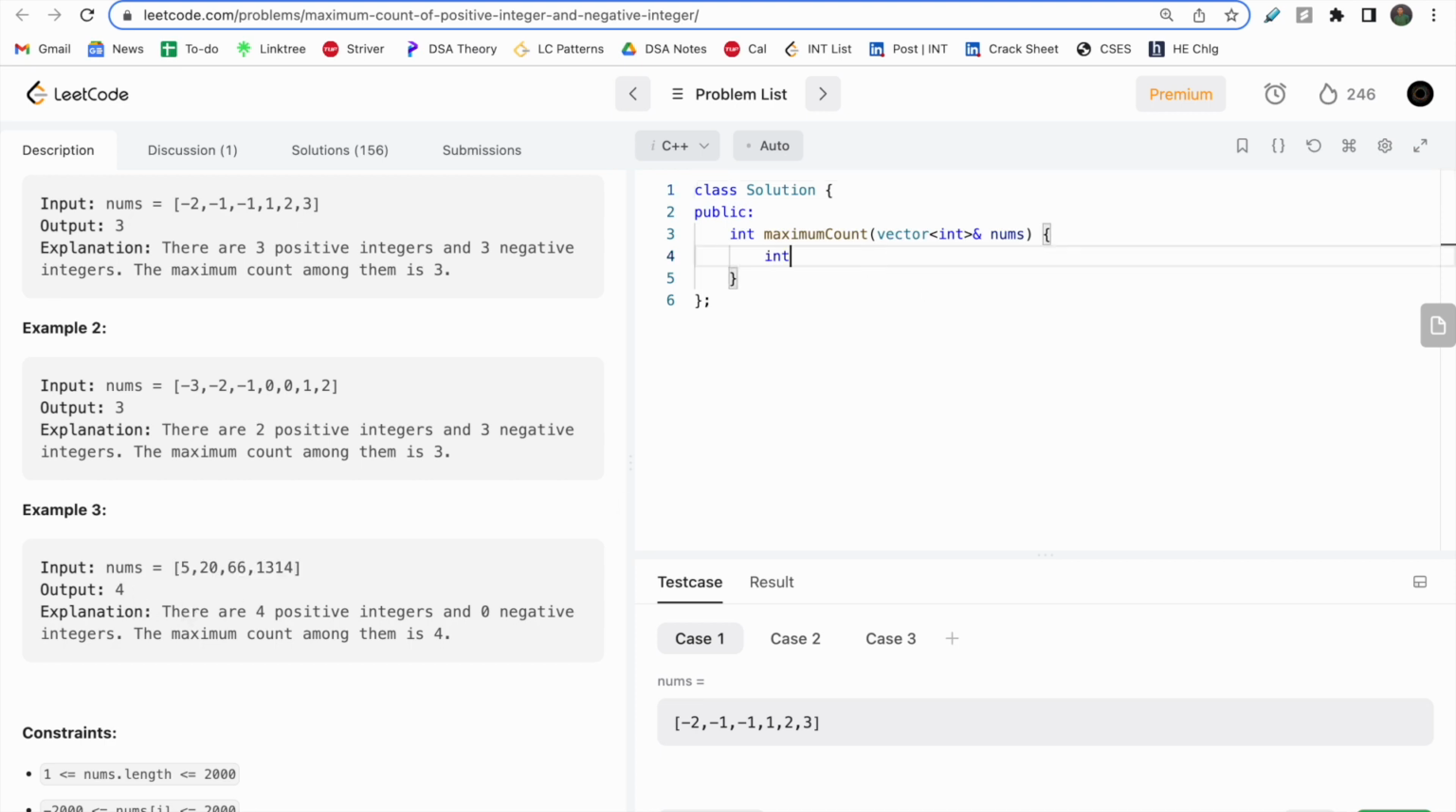So this is a simple question where we have to maintain the count of negative and the count of positive integers in the given nums array.